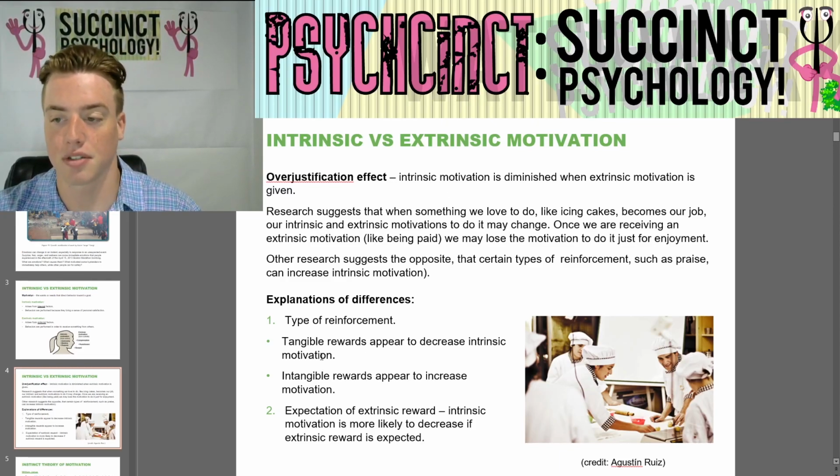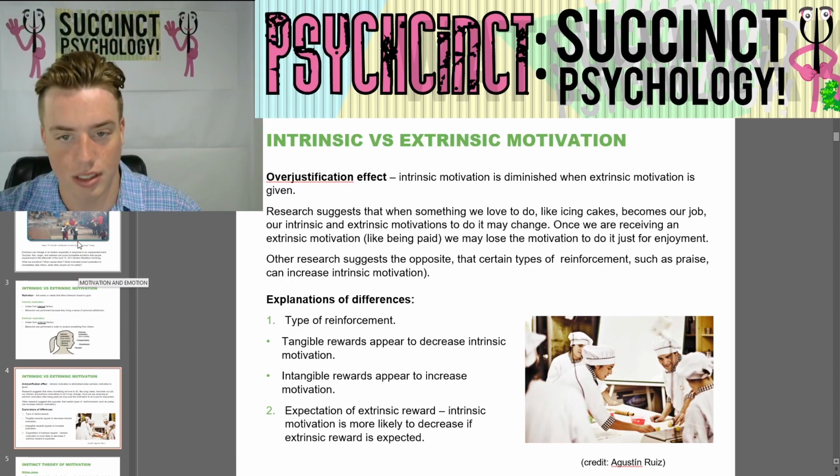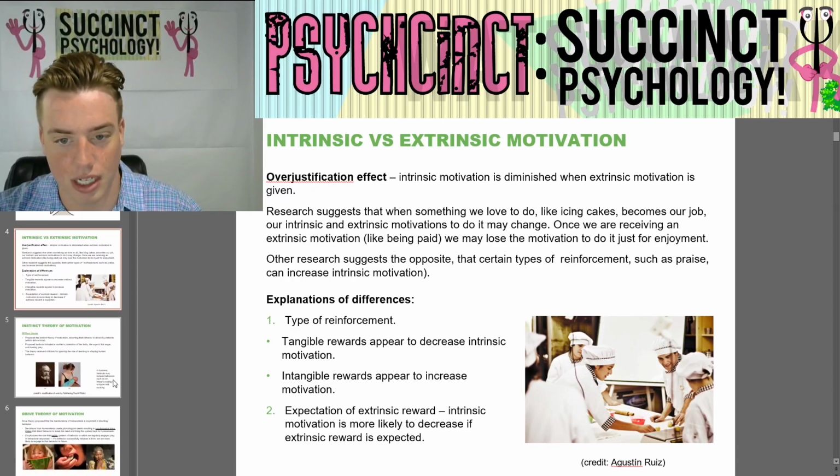So, explanations of differences. 1. Type of reinforcement. Tangible rewards appear to decrease intrinsic motivation. Intangible rewards appear to increase motivation. And 2. Expectation of extrinsic reward. Intrinsic motivation is more likely to decrease if extrinsic reward is expected. So an outward reward is expected. So, yeah, whoops, sorry guys.